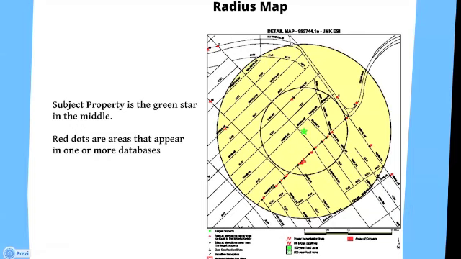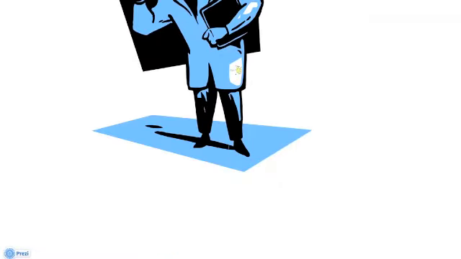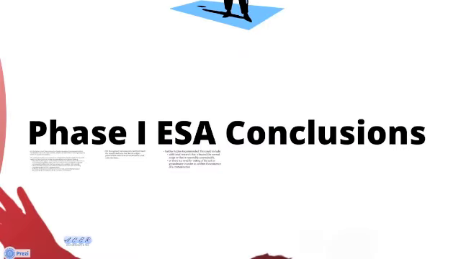Database radius maps help us to see the subject property, which is indicated by a green star, and surrounding properties with potential issues indicated by red dots. This helps us understand if nearby properties can affect the subject property. After the data above has been reviewed, along with interviewing a person familiar with the property, we can determine our Phase 1 conclusions and recommendations.